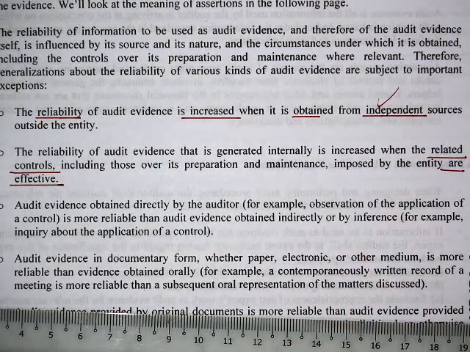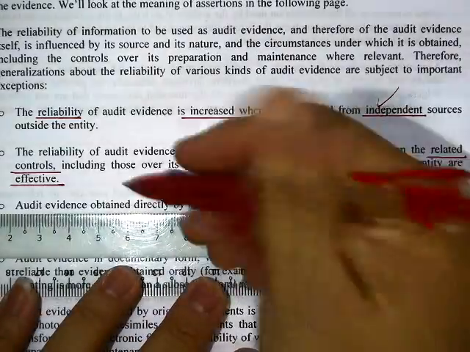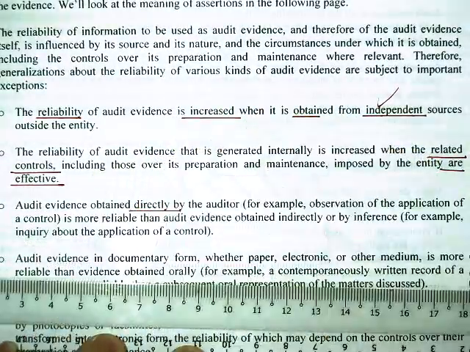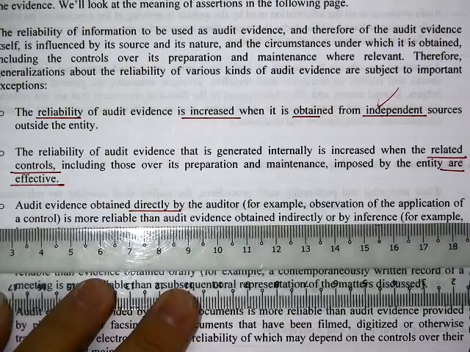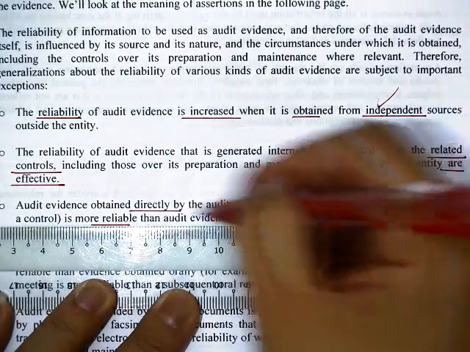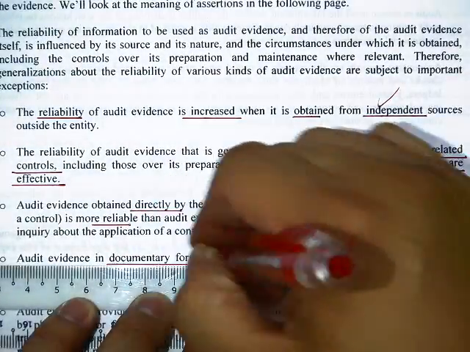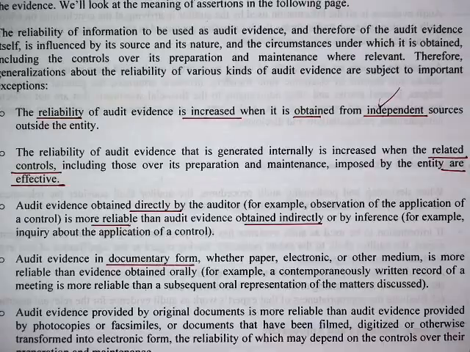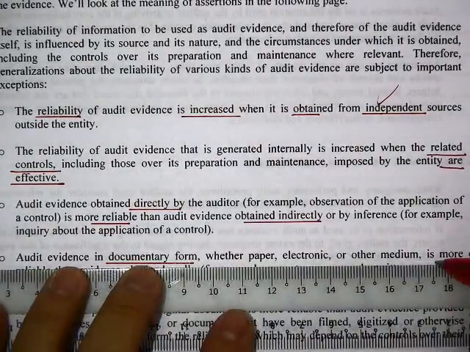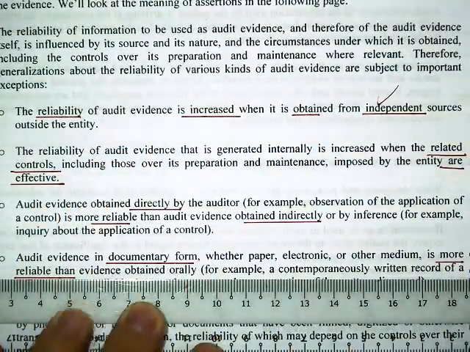So control affects reliability. Now evidence that you get directly, you do it yourself, is always better than evidence you get indirectly. Okay, anything you get directly is better than anything you get indirectly. That's why C is better than here. Okay, C is better than here. Evidence in documentary form will always be more reliable.